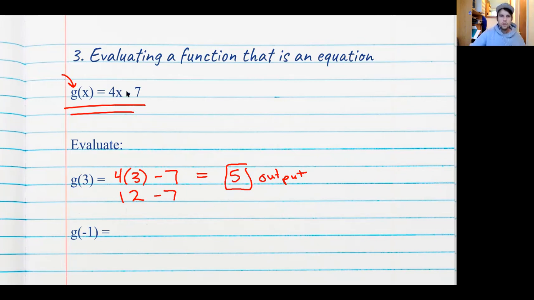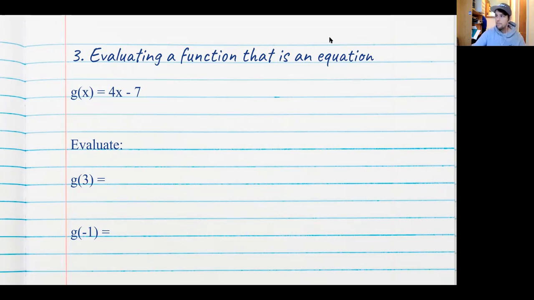Let's go ahead and try this again for negative 1. So again, we're going to replace x with a negative 1. So it becomes 4 times negative 1 minus 7. Again, we have multiplication and subtraction. We need to do this multiplication first. 4 times negative 1 is negative 4, minus 7. Negative 4 minus 7 is negative 11. So negative 11 is our output. It's not too hard. It just becomes a matter of calculating this. If you're not sure how to follow order of operations accurately, make sure you are using a calculator to double check that.